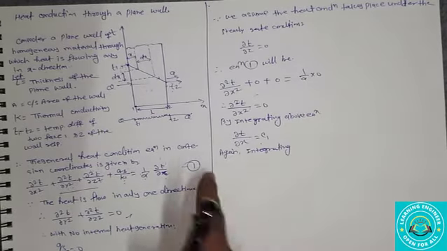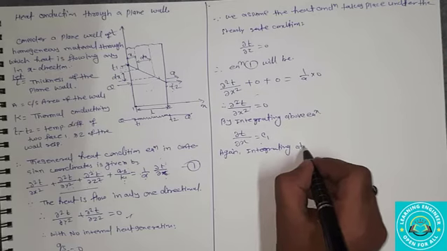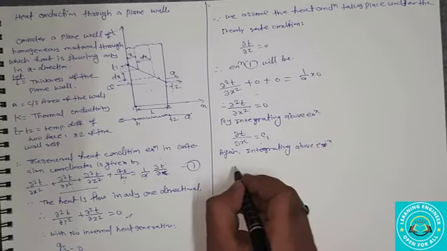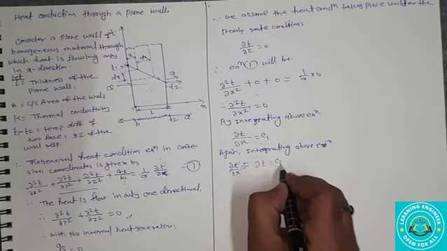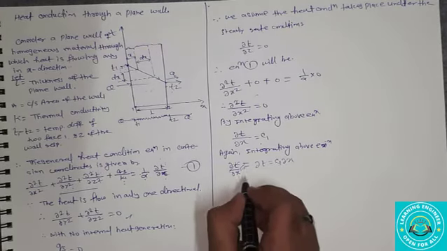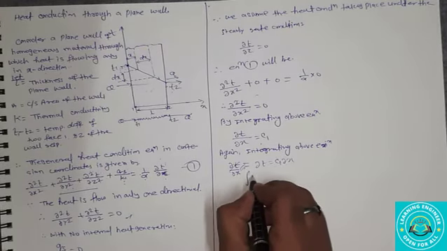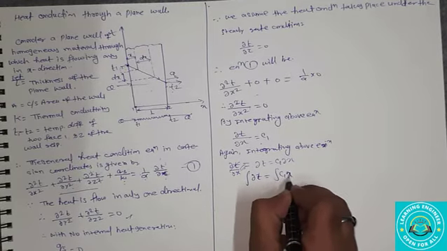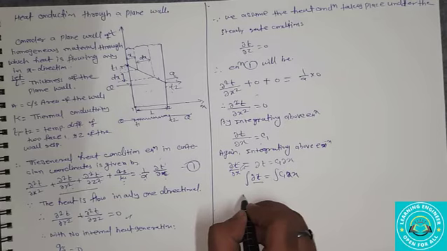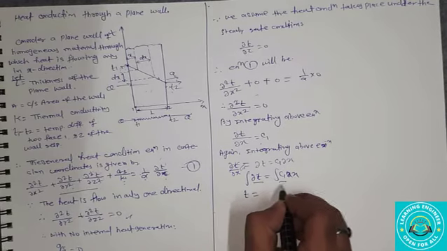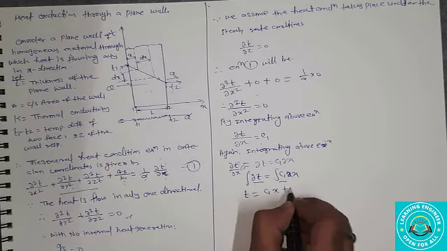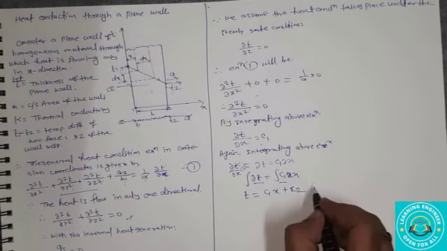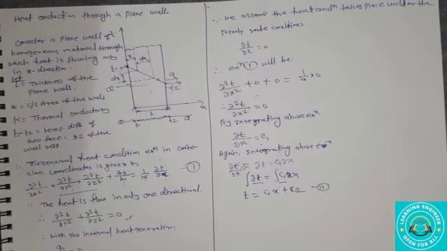Therefore, now again integrating the above equation, dT = C1 dx. Now integrating, the integration of dT equals the integration of C1 dx. This becomes T, and this becomes C1 x + C2. So this is my equation number 2.